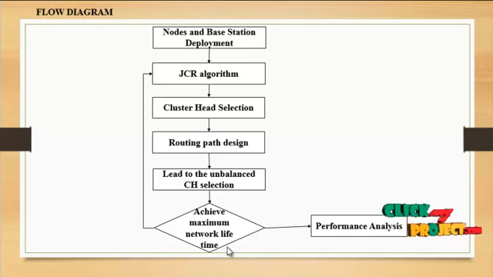Finally, we achieve the maximum network lifetime. Otherwise, the process repeats the JCR algorithm and the performance analysis is calculated. The end-to-end delay, consumed energy, mean square error, and probability of detection will be estimated. So this is the overall flow diagram of the process.